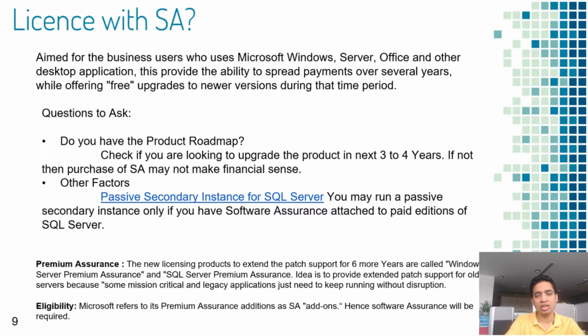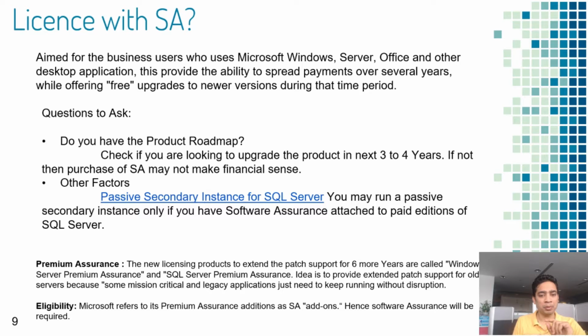Premium assurance extends your product, or gives extended life, for 6 more years. So if you have Windows Server 2008 and you have premium support for that, you can extend it for 6 more years. You have first the normal support, then extended support, and then premium support. So you can basically run your server for, I would say, 16 years now. They will keep on providing you patching and some mission critical upgrades. But this is only for Windows Server and SQL Server, not for all the products.